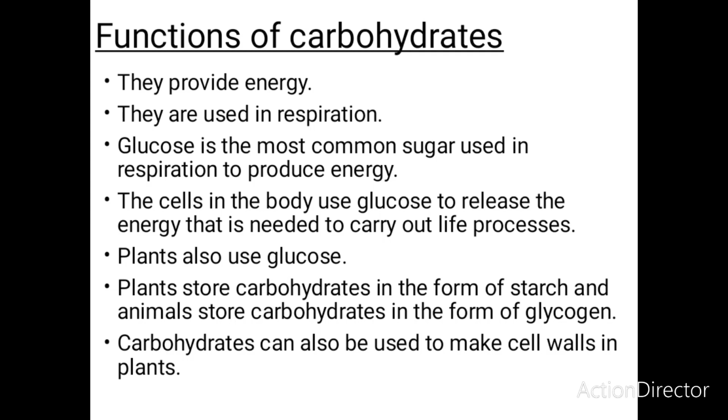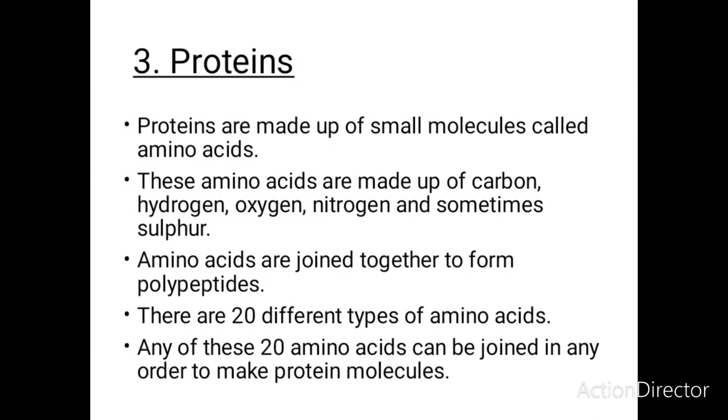This means that in animals, when there are excess carbohydrates, those carbohydrates are converted to glycogen and they are stored in the form of glycogen. And in plants, the carbohydrates are stored in the form of starch. So in general, plants store carbohydrates in the form of starch and animals store carbohydrates in the form of glycogen.